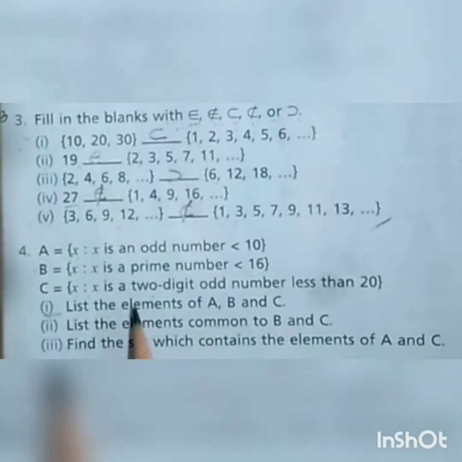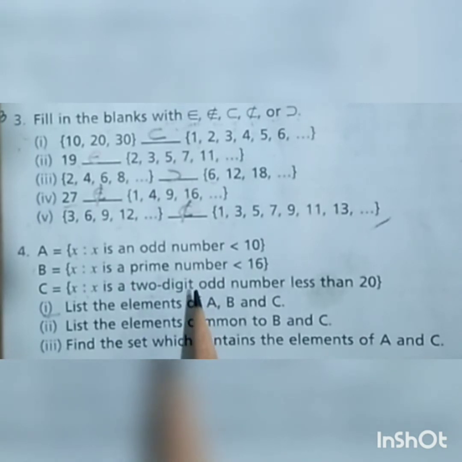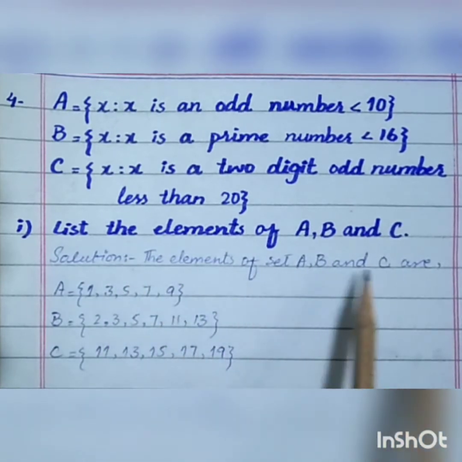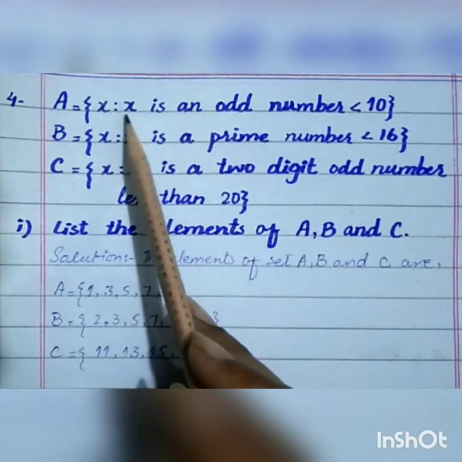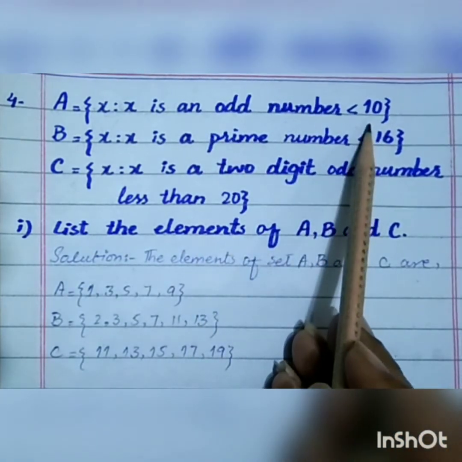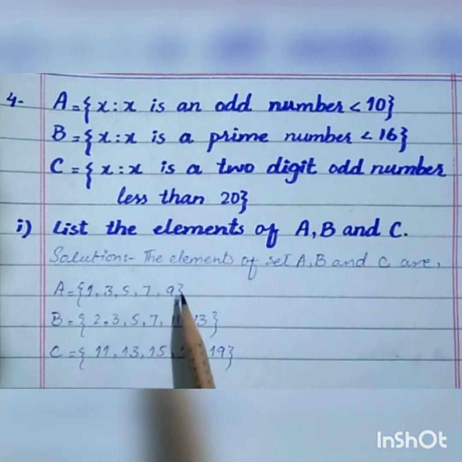Part number 1 is list the elements of A, B and C. We will make a list of these elements which are already represented in the set builder form. We will write it in the tabular form. So the solution is, the elements of sets A, B and C are, as we know that x is an odd number less than 10. Odd numbers less than 10 are 1, 3, 5, 7 and 9.